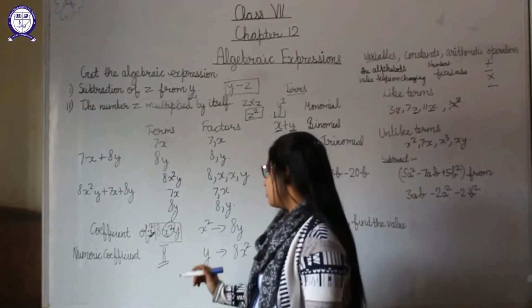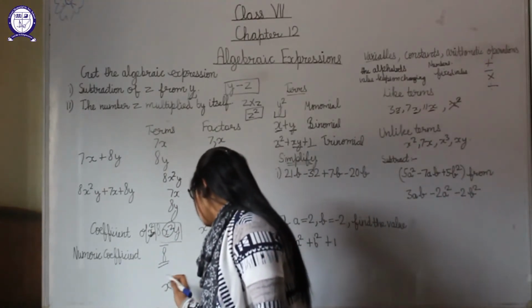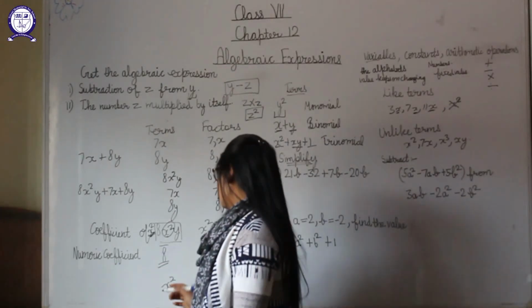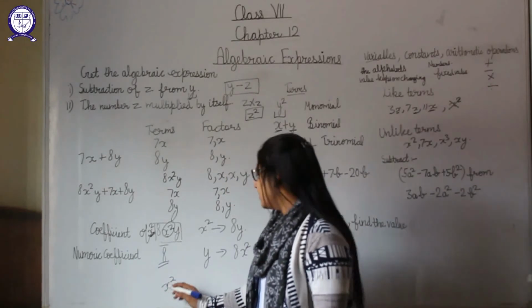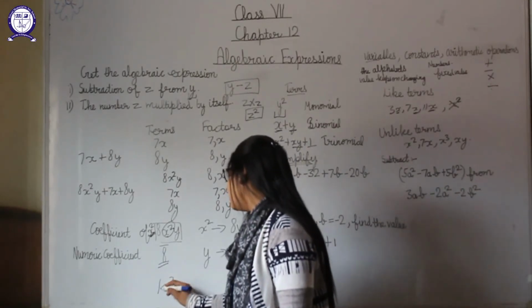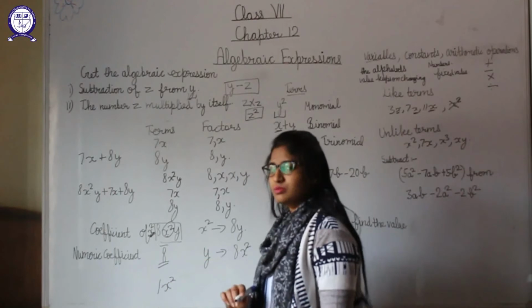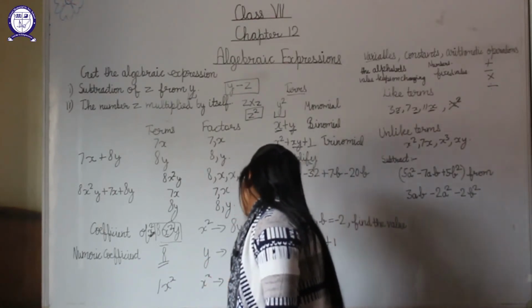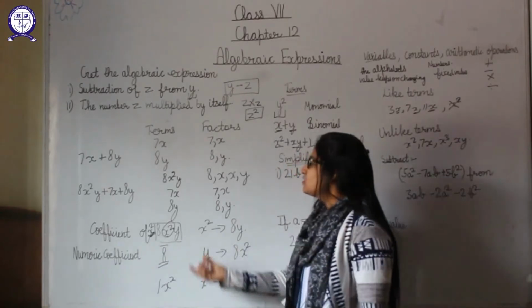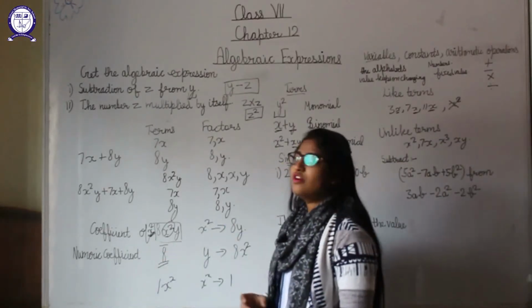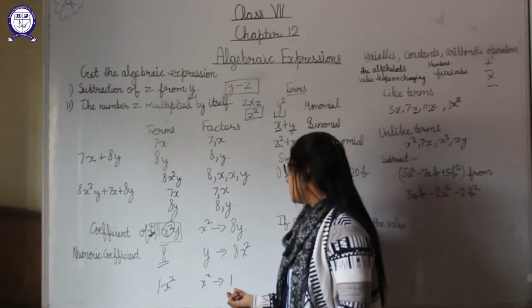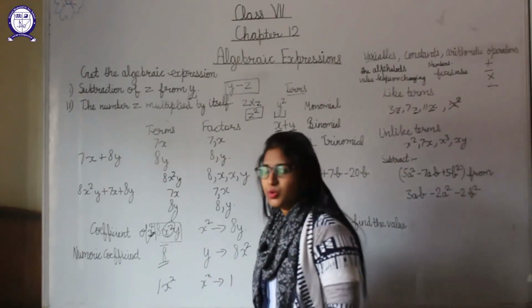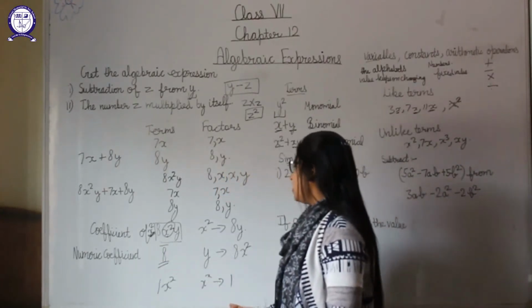Okay, and students, suppose only x square is given and it is asked to tell about its numeric coefficient. So here there is no number, so what can we consider? We can consider that 1 is in multiplication with the x square, and we can say that the coefficient of x square here is 1, right? So if there is no numeric coefficient in any term, it means there is 1 with that. Okay, so 1 will be the numeric coefficient, you will not write 0.